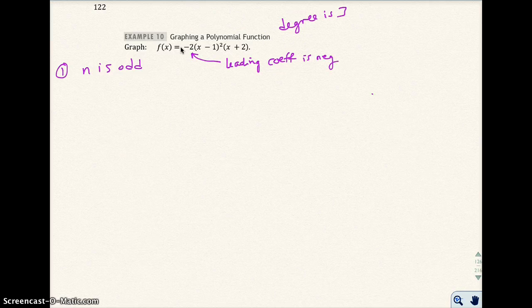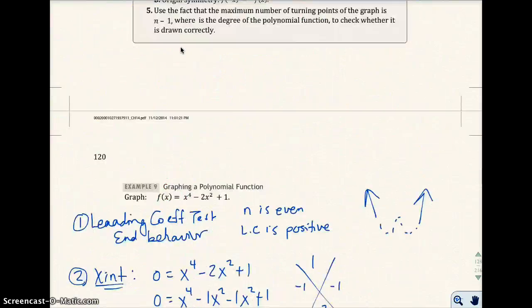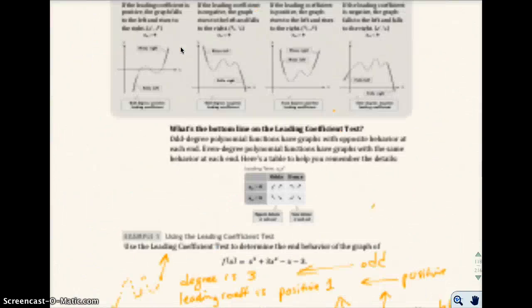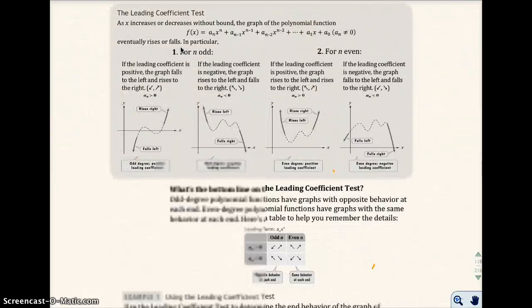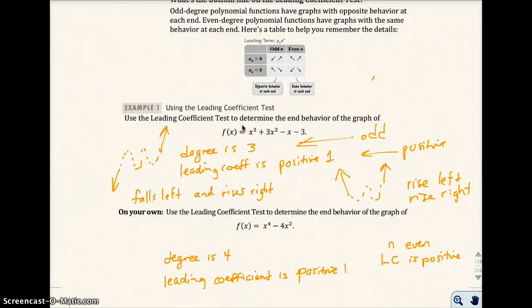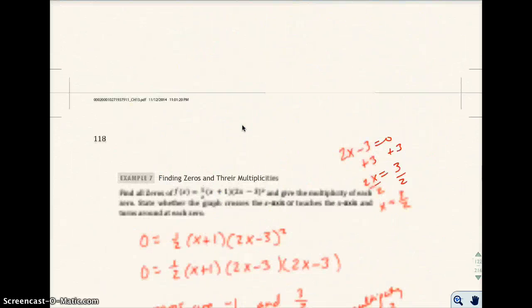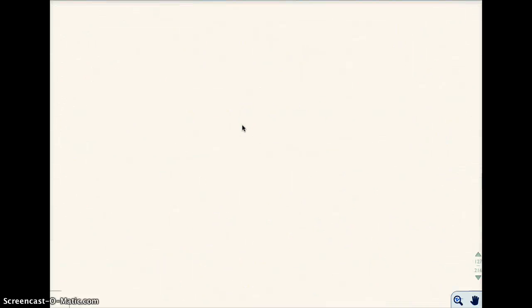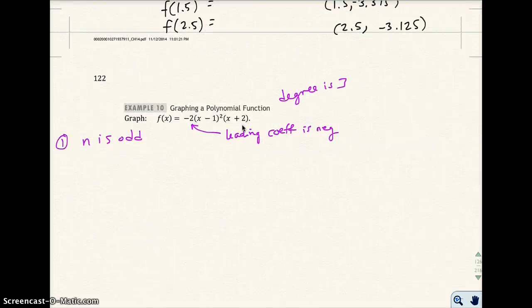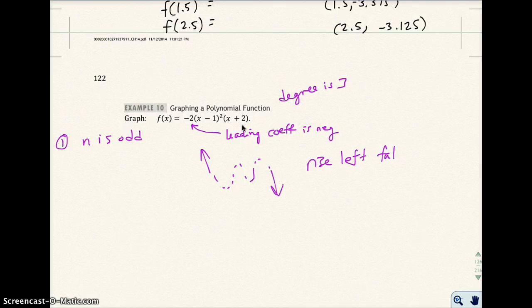So n is odd, and the leading coefficient is negative, so it's going to rise left, fall right. Rise left, falls right. Again, we don't know what's going on in the middle there. Okay, so it's going to rise left, fall right.